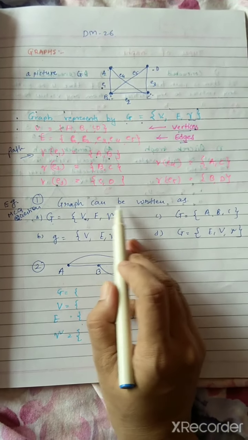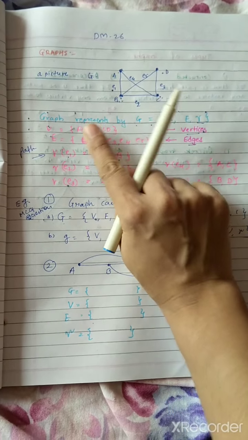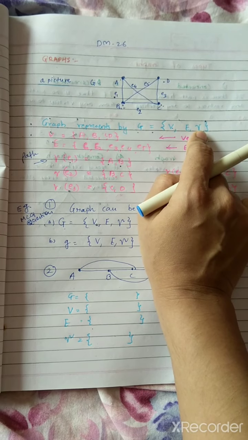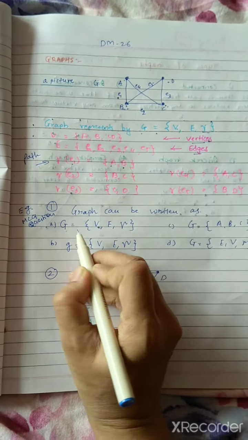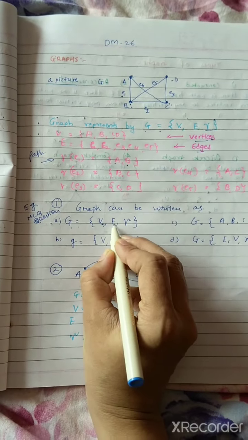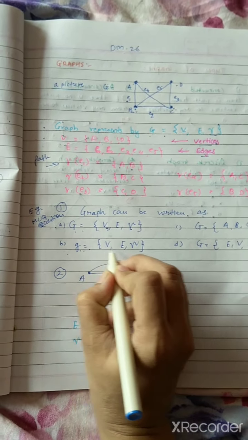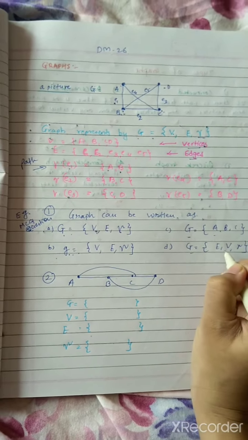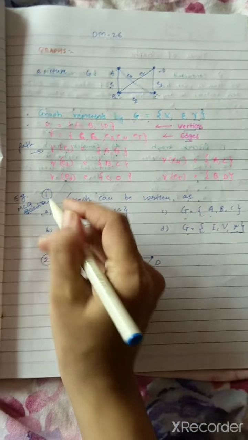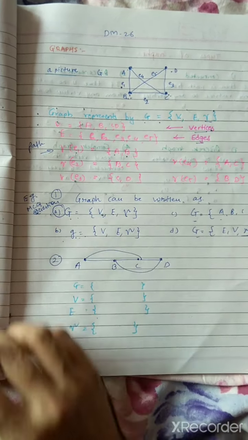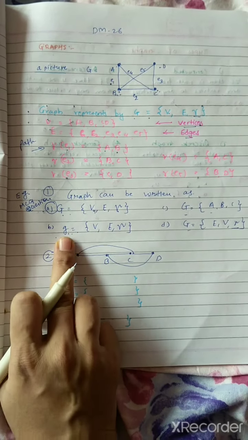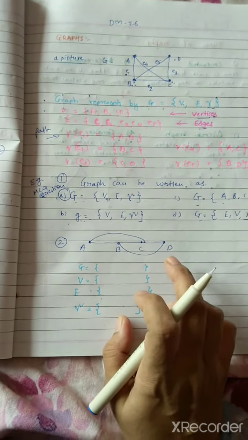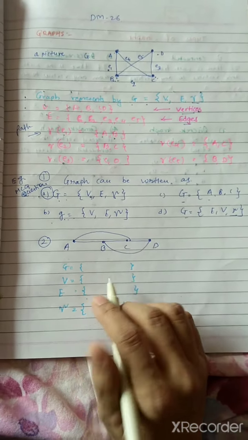In the exam, an MCQ question will be like, graph can be written as. We know a graph is represented by G = (V, E, gamma), where V is vertices, E is edges, and gamma is path. So option A, G = (V, E, gamma). Option B, small g equals this. Option C, capital G equals A, B, C. Option D, capital G equals E, V, gamma. Here the answer will be A, because the other is represented by small g, while our graph is represented by capital G. So this type of question will be there in your exam.